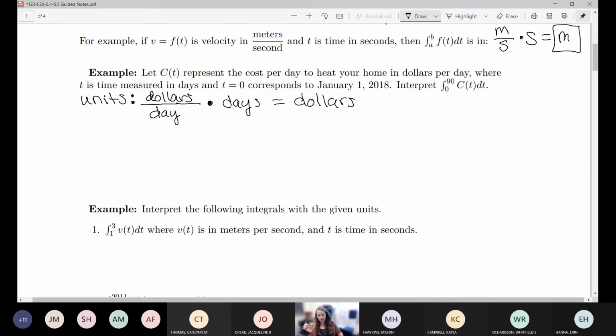So what kind of dollar amount, what does it mean in this context? Well, the 0 and the 90 have the same units as t in this case, which would be days. So we're saying from day 0 to day 90, and we're going to have an amount in dollars. Now remember what C of t actually is. It's the cost to heat your home. So this is going to be the cost to heat your house for those first 90 days. So this would be some interpretation.